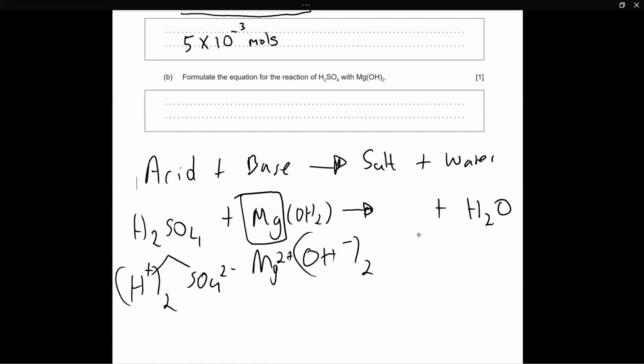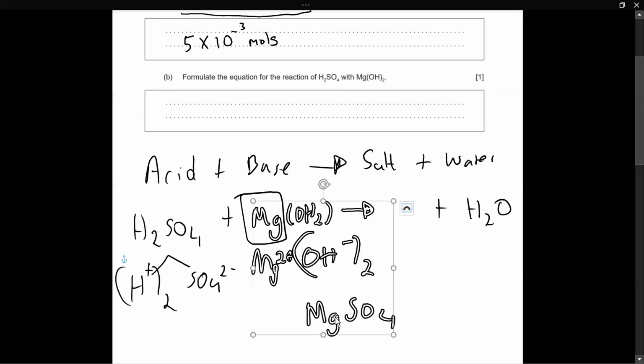Now, the salt is made up of the positive part of the base and the negative part of the acid. This is always the case when you react an acid with a base. So the salt is actually MgSO4, the negative part of the acid and the positive part of the base. That is how you make the salt. Hopefully that is clear to you.